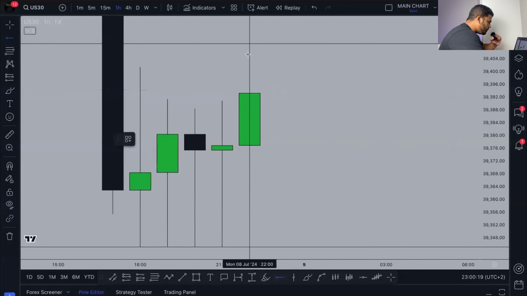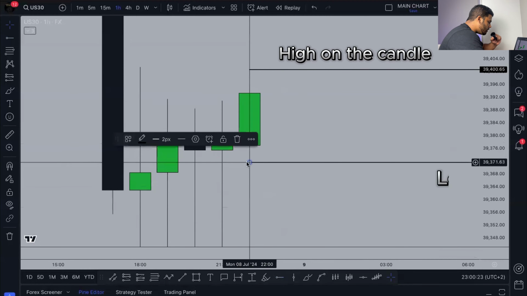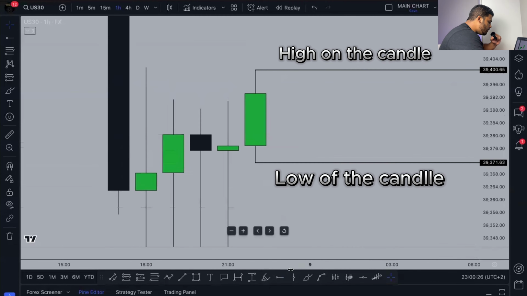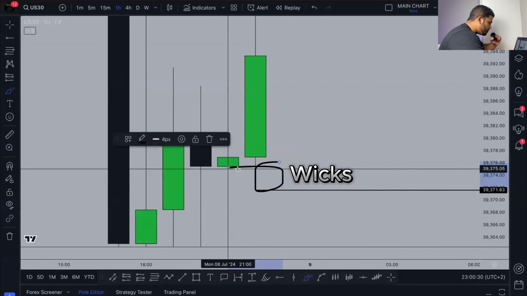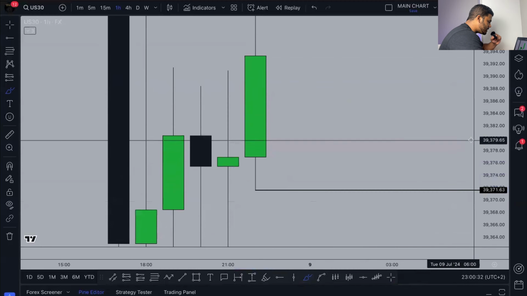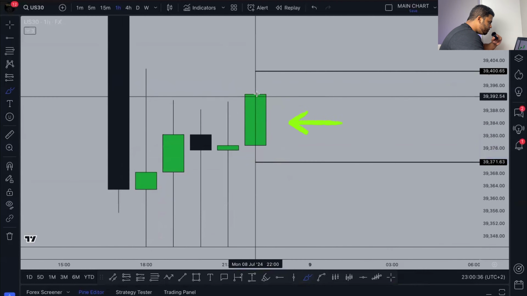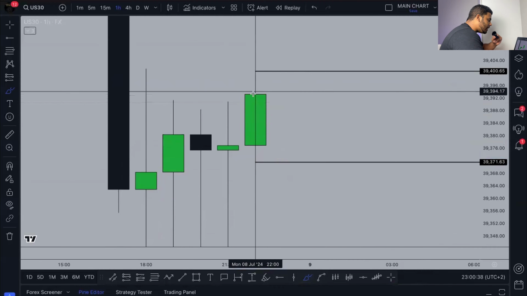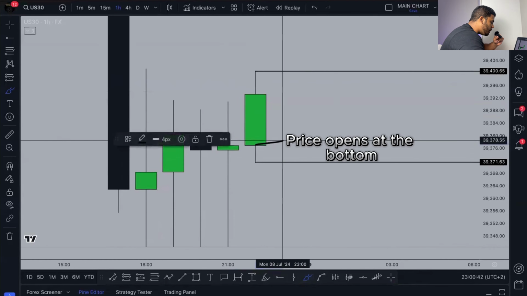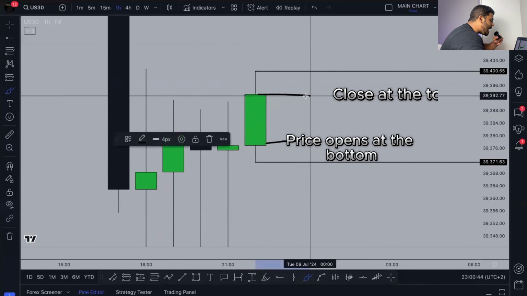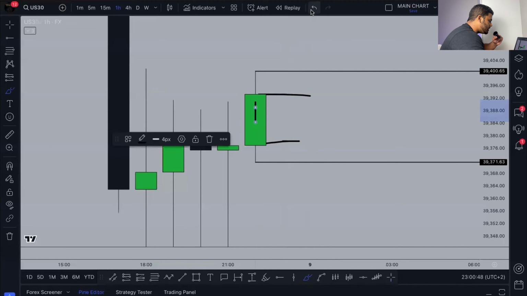First up, you can see here we have the high of the candle right there, and secondly we have the low of the candle over here. Then we have something called wicks right here, which you can see these lines over here, those are wicks. You can see this big body over here, that is the body, and it's a green candle, which means it's a bullish candle. So price opened at the bottom and it closed higher, showing who won. The buyers won in that specific session.